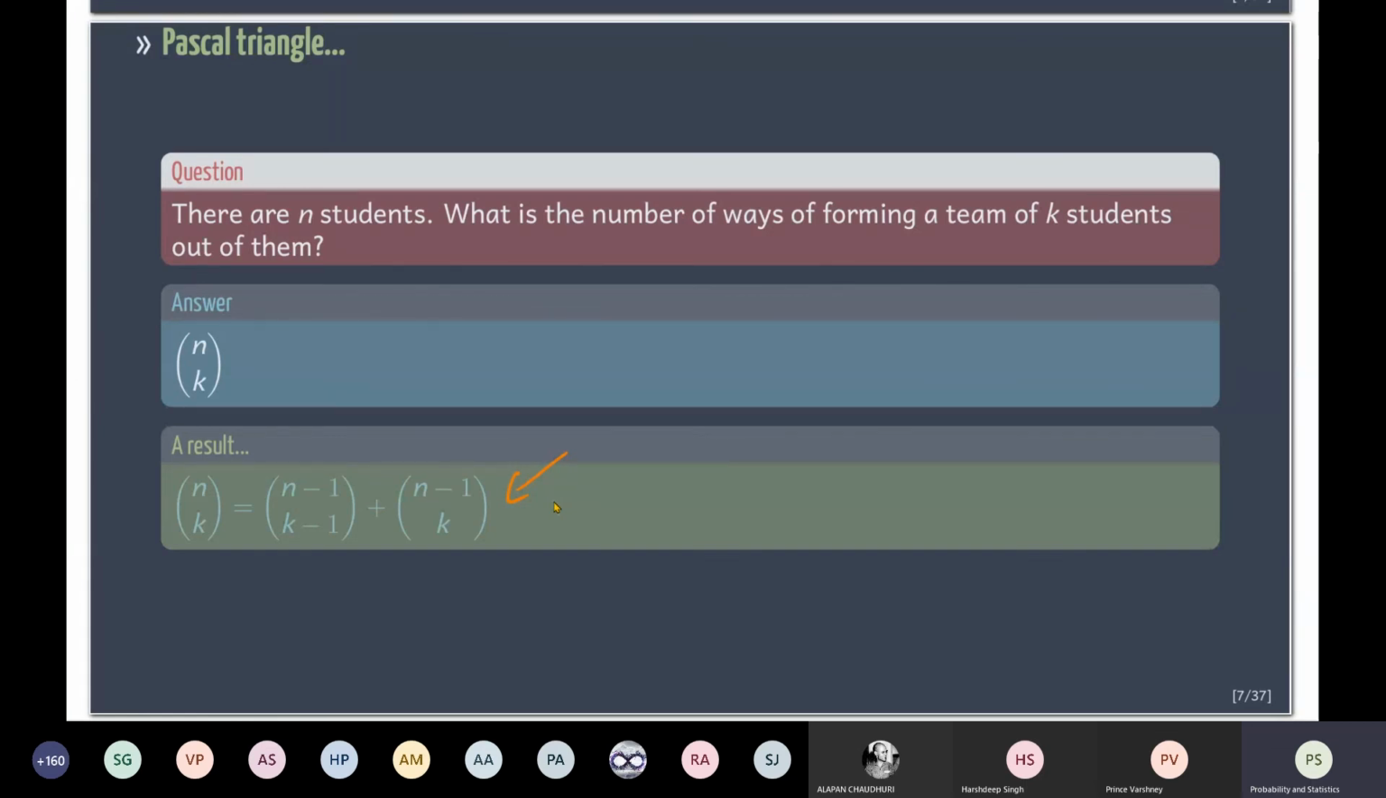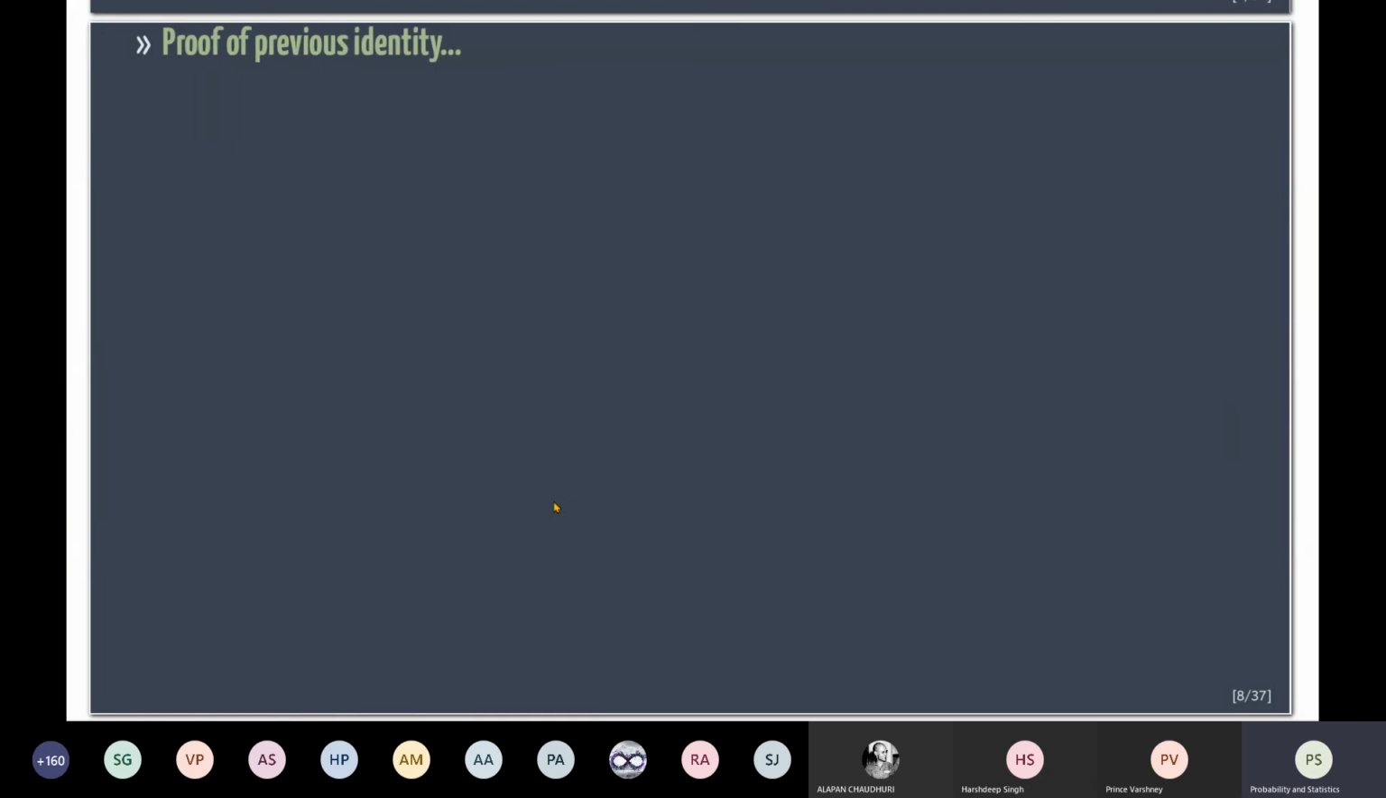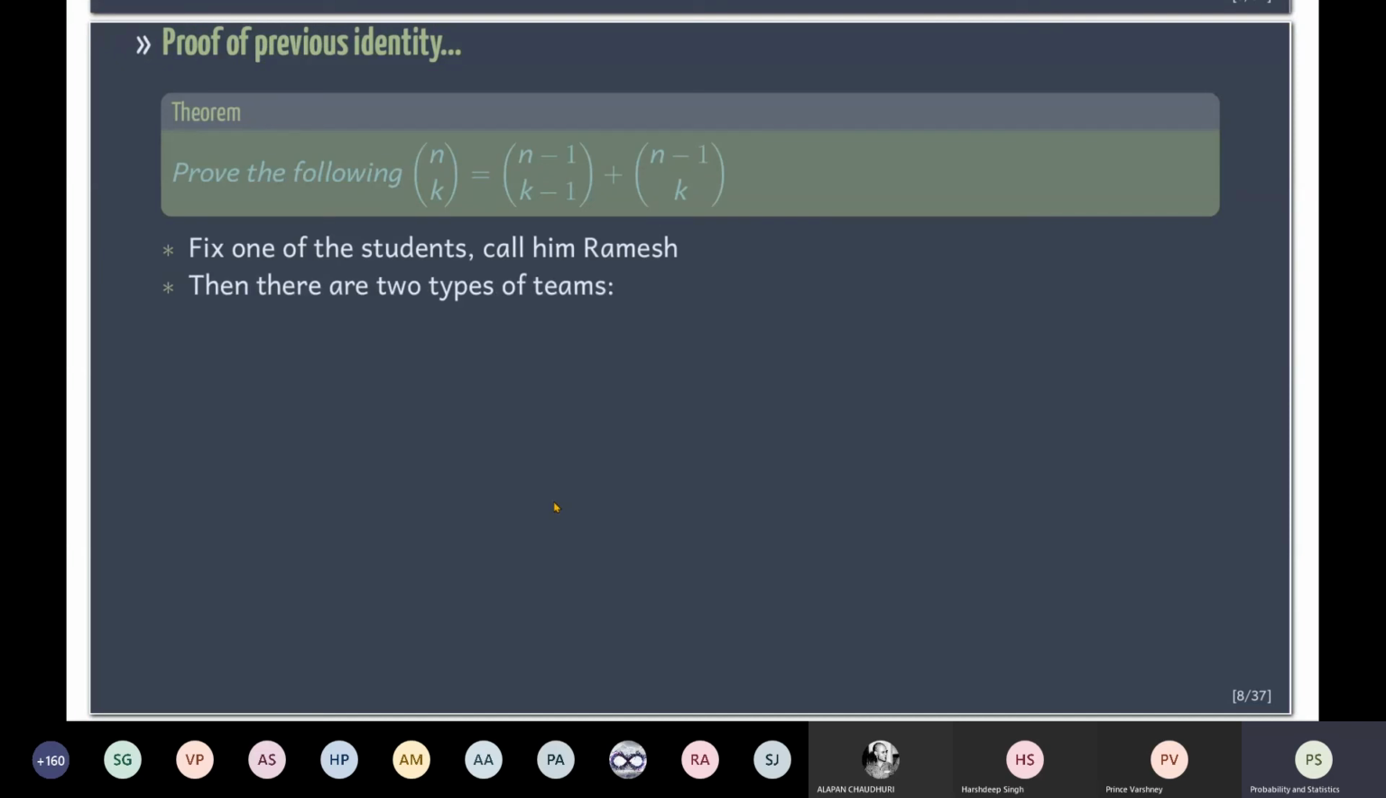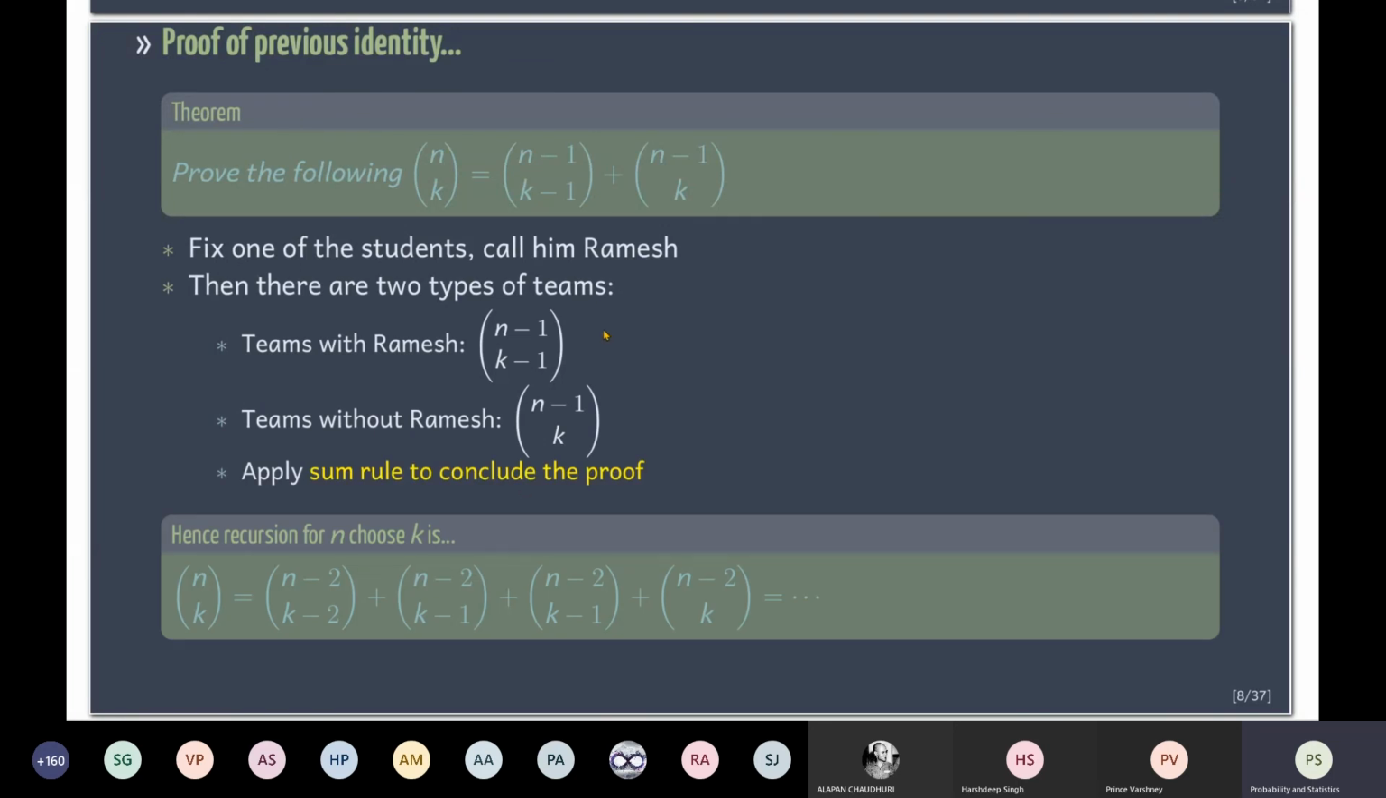So n choose k is n minus 1 choose k minus 1, plus n minus 1 choose k. How do you prove this? The proof follows by fixing one element and then counting. For example, let's say one of the students is Ramesh. There will be teams with Ramesh included and teams with Ramesh not included, and then you apply the sum rule, and you get the answer that you need.